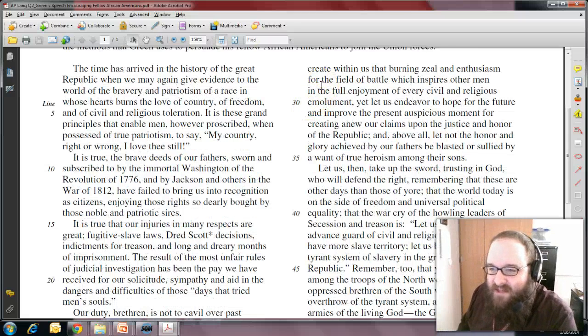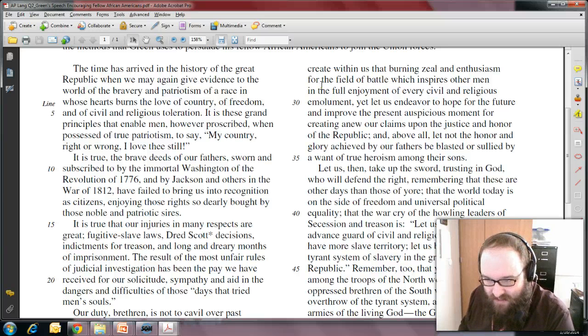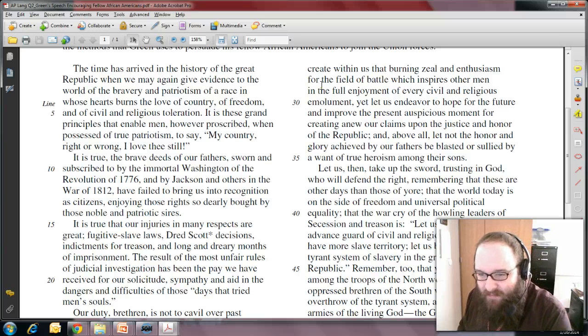The time has arrived in the history of the great republic when we may again give evidence to the world of the bravery and patriotism of a race in whose hearts burn the love of country, of freedom, and of civil and religious toleration. It is these grand principles that enable men, however proscribed, when possessed of true patriotism, to say, "My country, right or wrong, I still love thee."